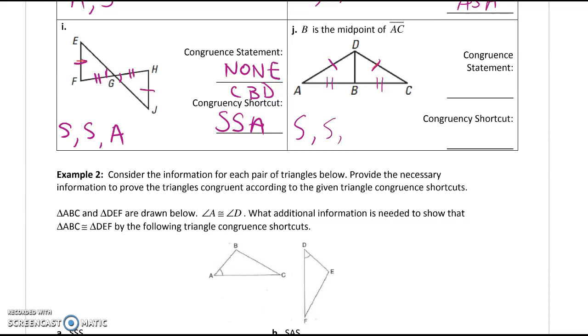We either have to find an angle or a side. Well, guess what? These two triangles share a side. This is called the reflexive property. DB is reflexive. So the congruency shortcut is side-side-side. The congruency statement: triangle ABD is congruent to triangle CBD.